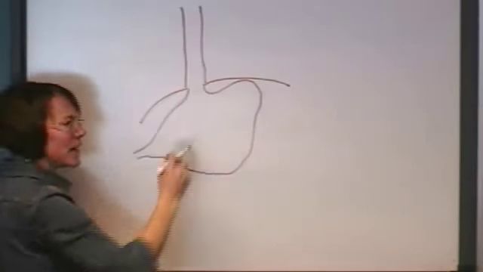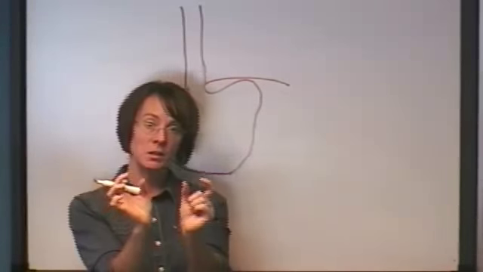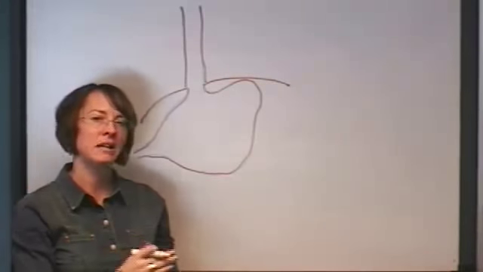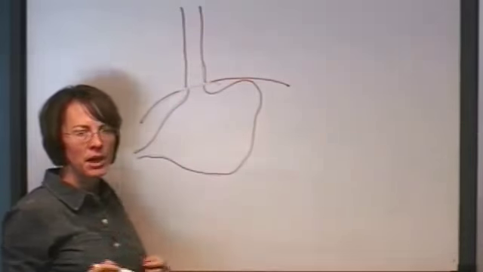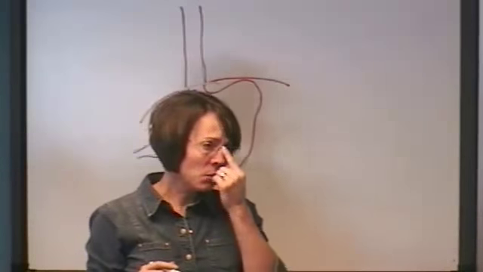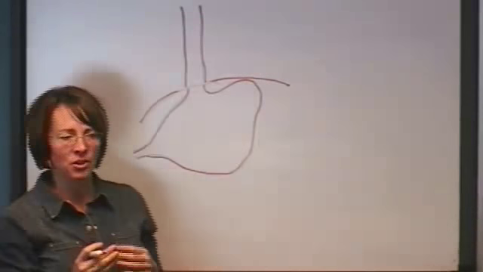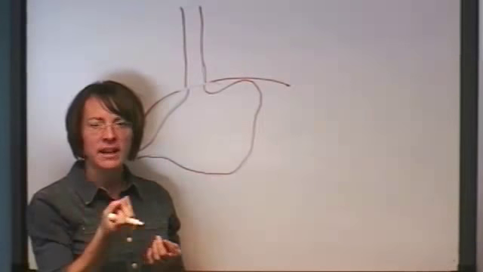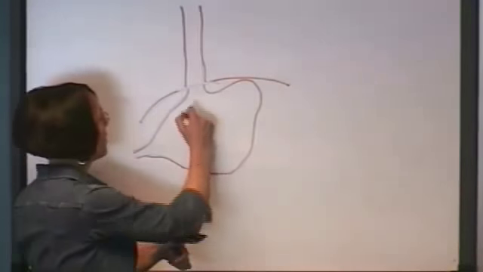And at this point, that stratified squamous, that thick layer of epithelium that's protected, immediately turns into a simple columnar right here. So when we get that persistent GERD, that gastroesophageal reflux disease, the acidic contents of the stomach come up into the esophagus.